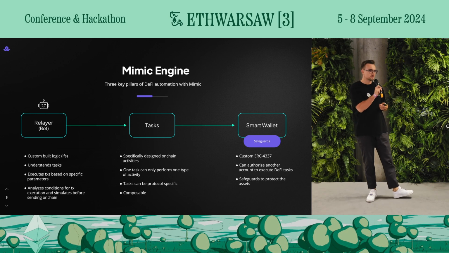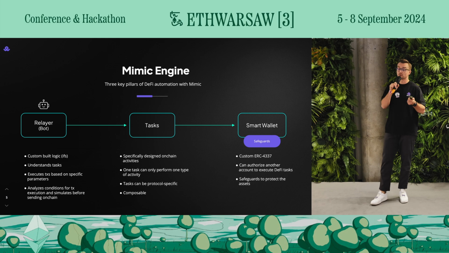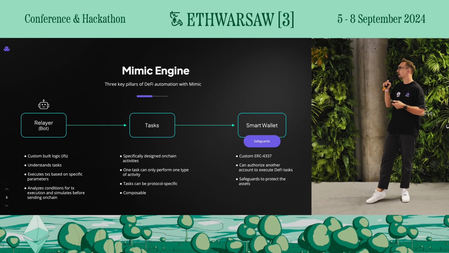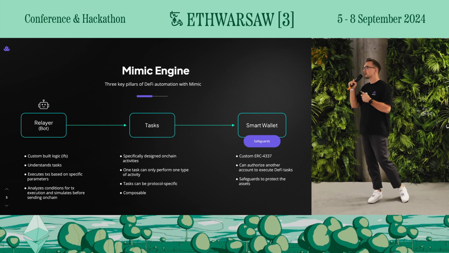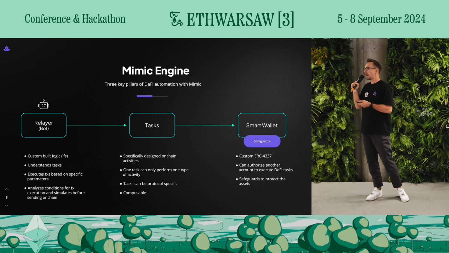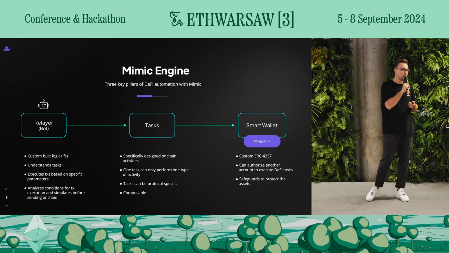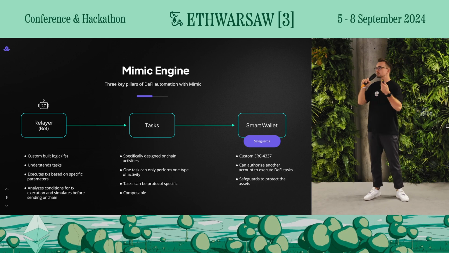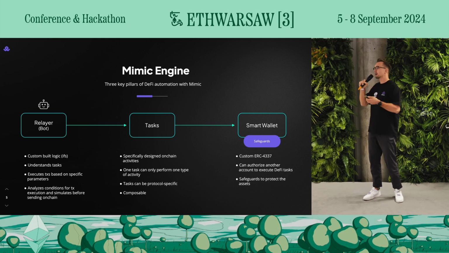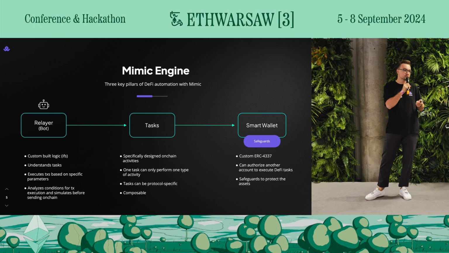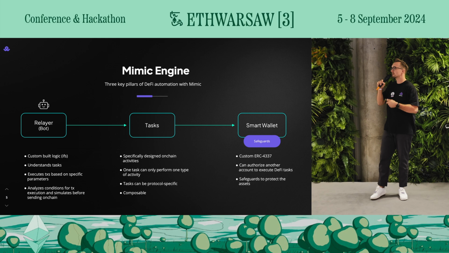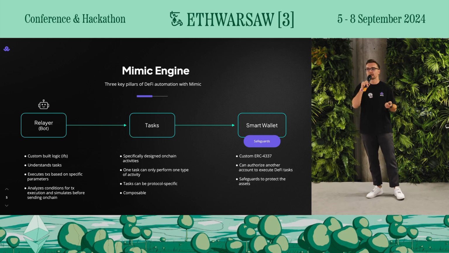And the final piece of the puzzle is our relayer, our bot. It's custom built logic. It has plenty of ifs in that bot, which allows customization of what activities can be performed on the smart account. The relayer understands the tasks, so it knows what tasks it is executing and how to sequence them. It executes transactions based on specific parameters. So you can set things like gas limit, slippage, minimum threshold of an asset.